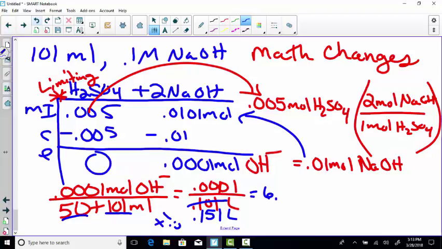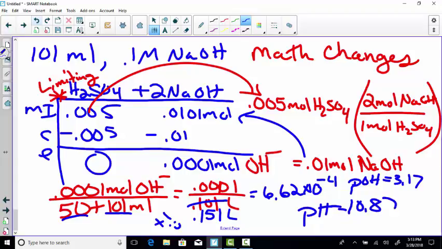This comes out to be 6.62 times 10 to the minus fourth. Negative log, second answer, pOH 3.17. pH 10.82. Ooh, rocking and rolling.